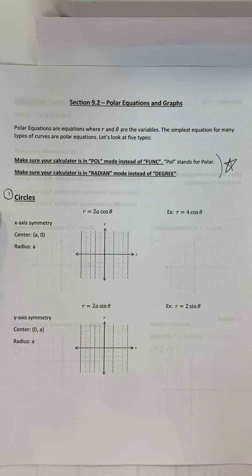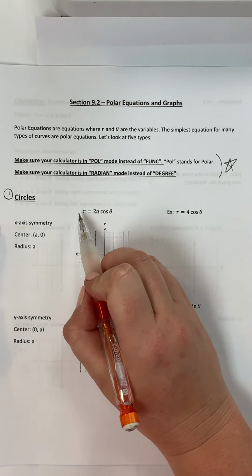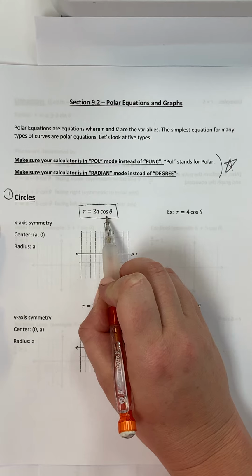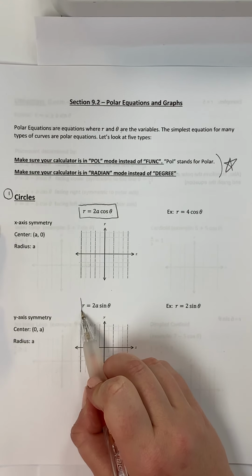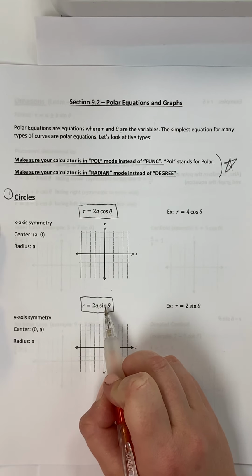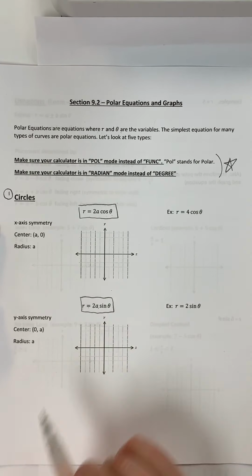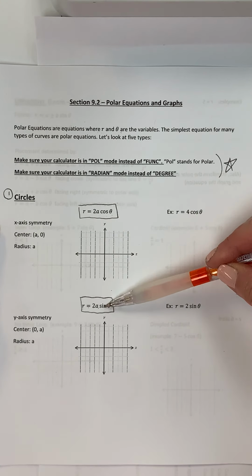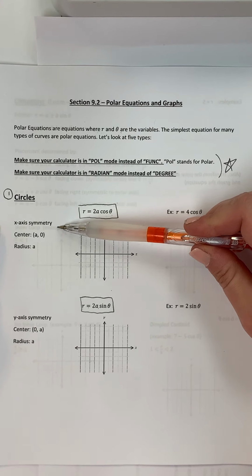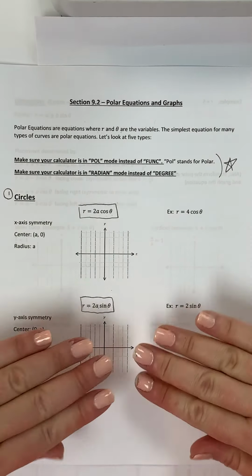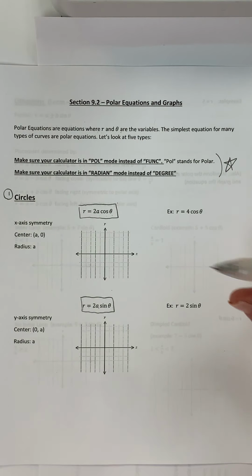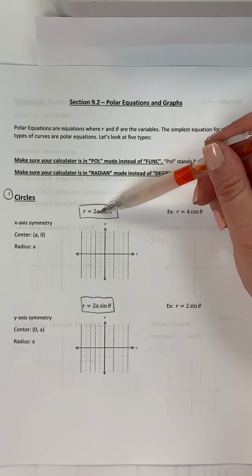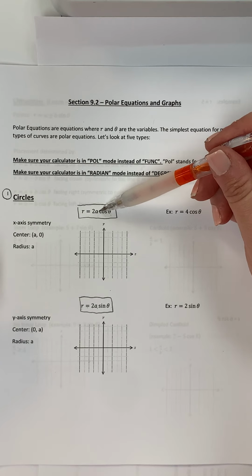In polar form, circles are really simple. So you have 2 types. You have this type where r equals 2a cosine theta, and this type, r equals 2a sine theta, okay? When cosine's involved, and that's the only difference in these two is cosine and sine, when cosine's involved, you have x-axis symmetry. So remember, we could fold this over the x-axis. Your center of your circle is going to be a, 0, and the radius of your circle is a.